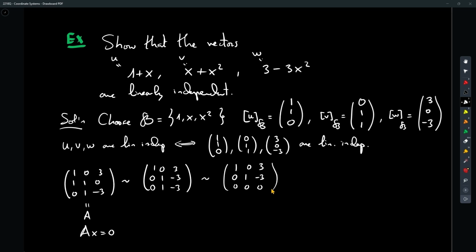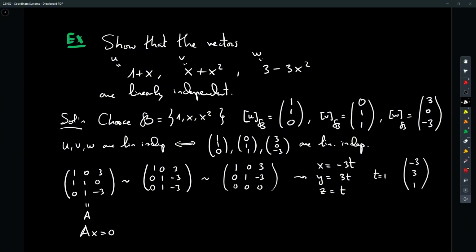And I see that there is a free variable. So there is a solution that is non-zero, so these are going to be linearly dependent. This tells me that x is minus 3t, y is 3t, and z is t is in fact a solution. So if I take, for example, t equals 1, it gives me the vector minus 3, 3, 1, which is a solution.